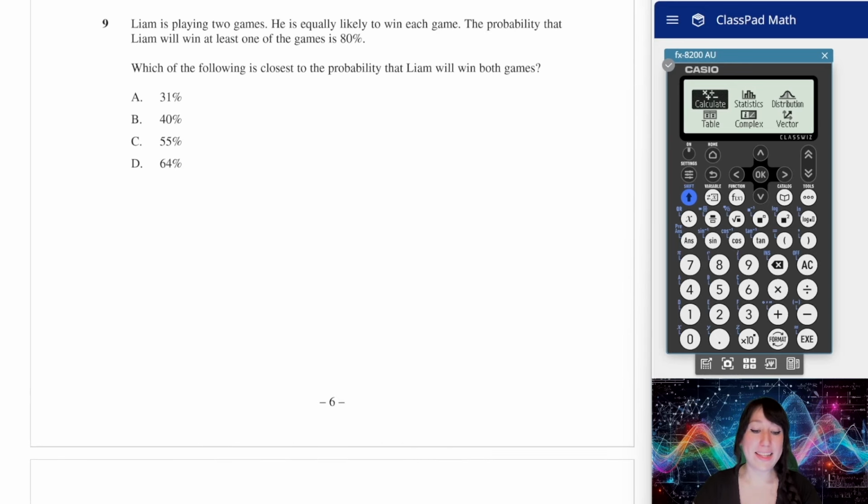Question 9. Liam is playing 2 games. He is equally likely to win each game. The probability that Liam will win at least one of the games is 80%. Which of the following is closest to the probability that Liam will win both games? So, to help us work this one out, we could draw a tree diagram. We can have win or not win, and again, win or not win.